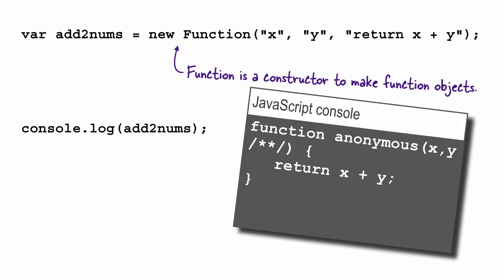It looks a little odd in the console, but we can use it just like any other function. So when we call addTwoNums, passing in 2 and 3, we get back 5, so our function works. In practice, you'll rarely, if ever, create functions this way, but it's an interesting exercise to do so to see more clearly how a function really is an object.